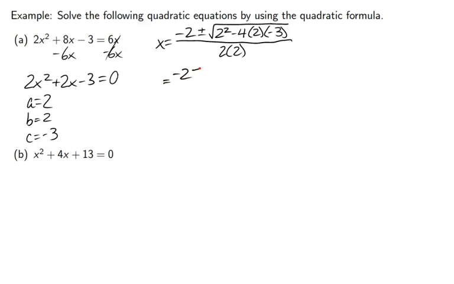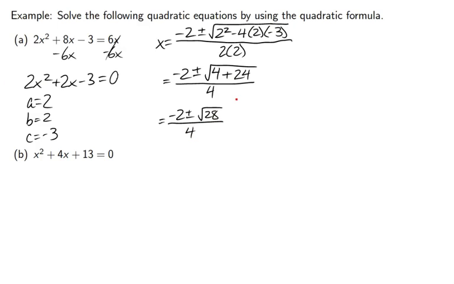I get a negative 2. On the inside I have 4. And I've got 2 negatives here, so this is going to become a plus. 4 times 2 is 8. 8 times 3 is 24. And I have this all over 4. So I get negative 2 plus or minus the square root of 28 over 4.